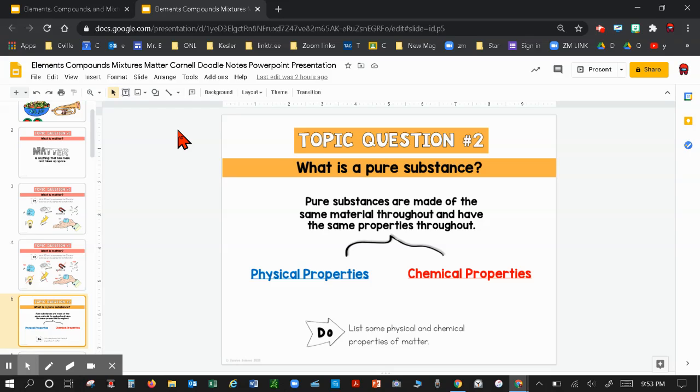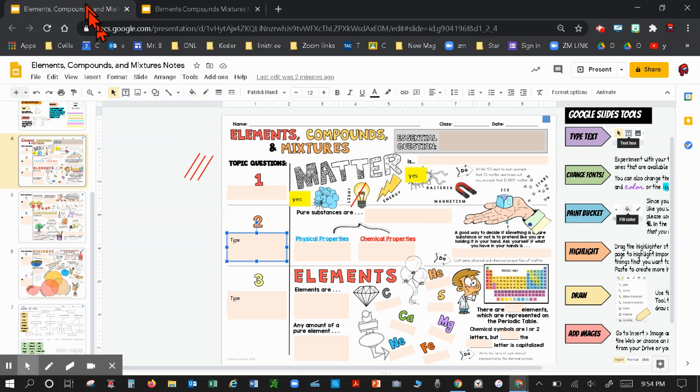So a pure substance is basically made of the same material through the entire portion of it, and it's anything that we can find on the periodic table. Now, pure substances are broken down by their physical properties and their chemical properties. So pure substances are made of the same material all the way throughout, the same properties all the way throughout. So you will go ahead and fill that in this box right here. Pause it if you need to.